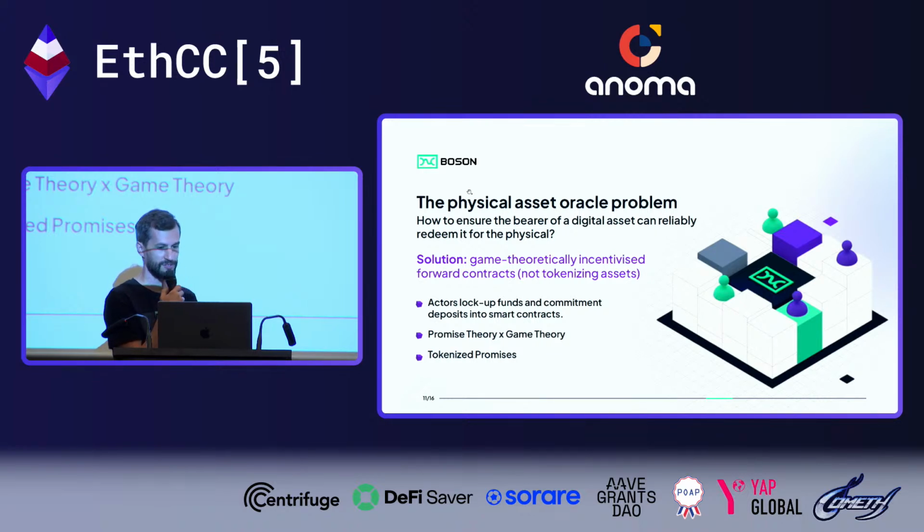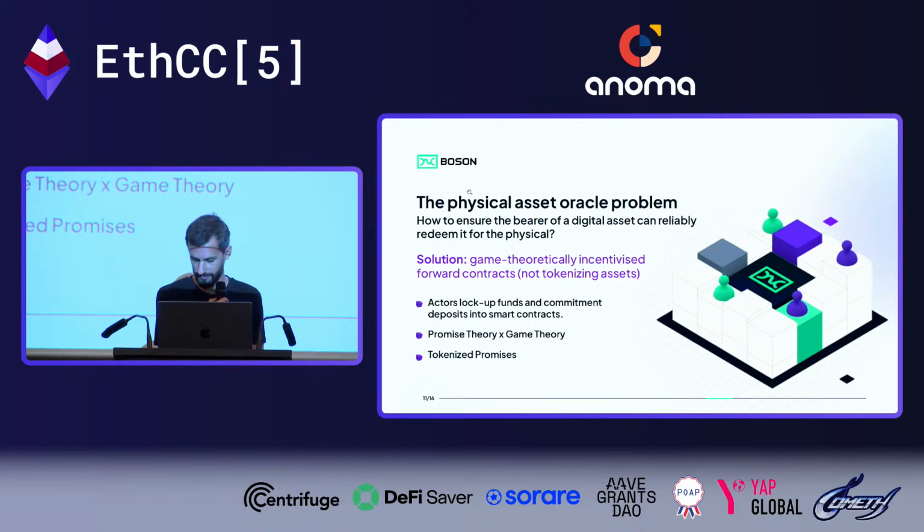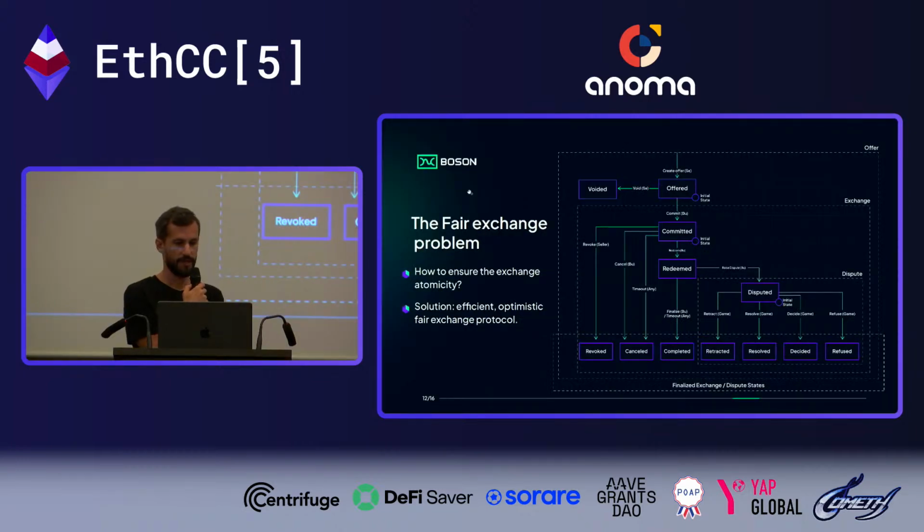Note here that we are not tokenizing assets. Justin explained why that is unavoidably hard. Instead, we are tokenizing promises, or the right to claim a thing. And with this abstraction, Boson can cover practically any kind of exchange, including exchanging physical assets. So the fair exchange problem is about ensuring that the exchange goes through as generally intended.